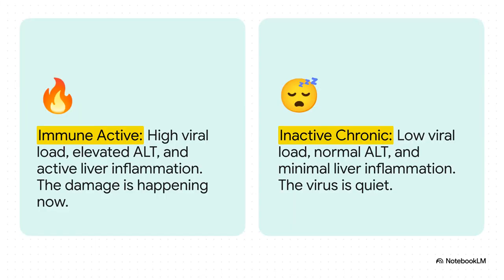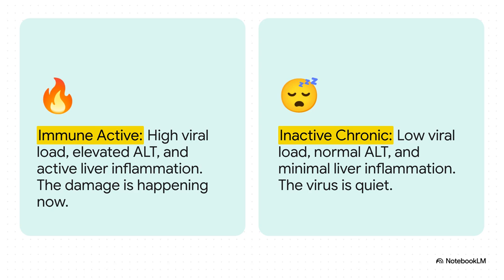So the most crucial distinction for us clinically is being able to tell these 2 phases apart. The immune-active phase, that's when the real damage is happening. You've got a high viral load, elevated liver enzymes, and a serious risk of progressing to cirrhosis.